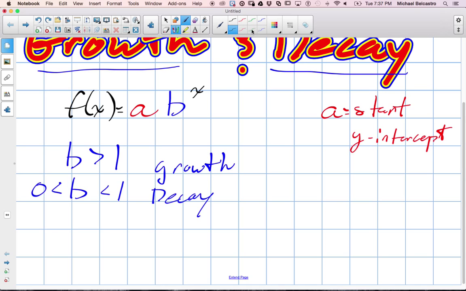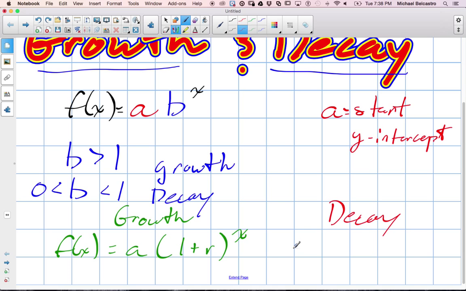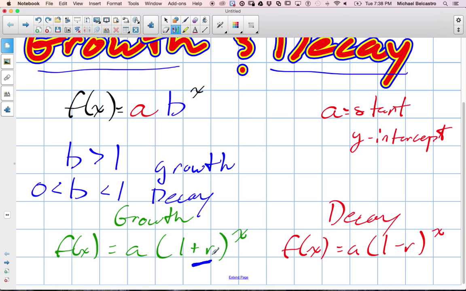If we have growth, we use green for growth. So f of x is equal to a, and usually they'll split b. They'll say it's 1 plus whatever the growth rate is, to the power of x, and that's what growth is. And for decay, in red, f of x is equal to a times 1 minus whatever the rate is, to the power of x. So the addition is going to give you a value that is greater than 1, and the subtraction is going to give you something that is less than 1.